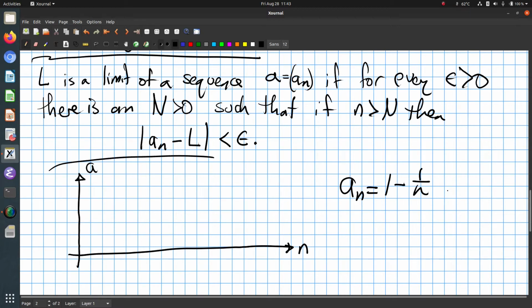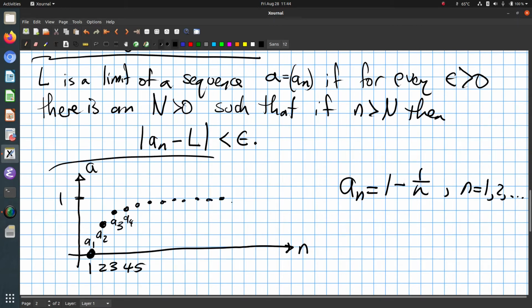So we'll start here, n equals 1, 2, and so on. When n is equal to 1, this sequence starts off at 0. This is n equals 1, 2, 3, 4, 5, etc. And let's say this value here is 1. Now at 2, it's 1 minus a half. So that's a half. At n equals 3, it is 1 minus a third, so 2/3. And then 1 minus a quarter, 1 minus a fifth, 1 minus a sixth, 1 minus a seventh.